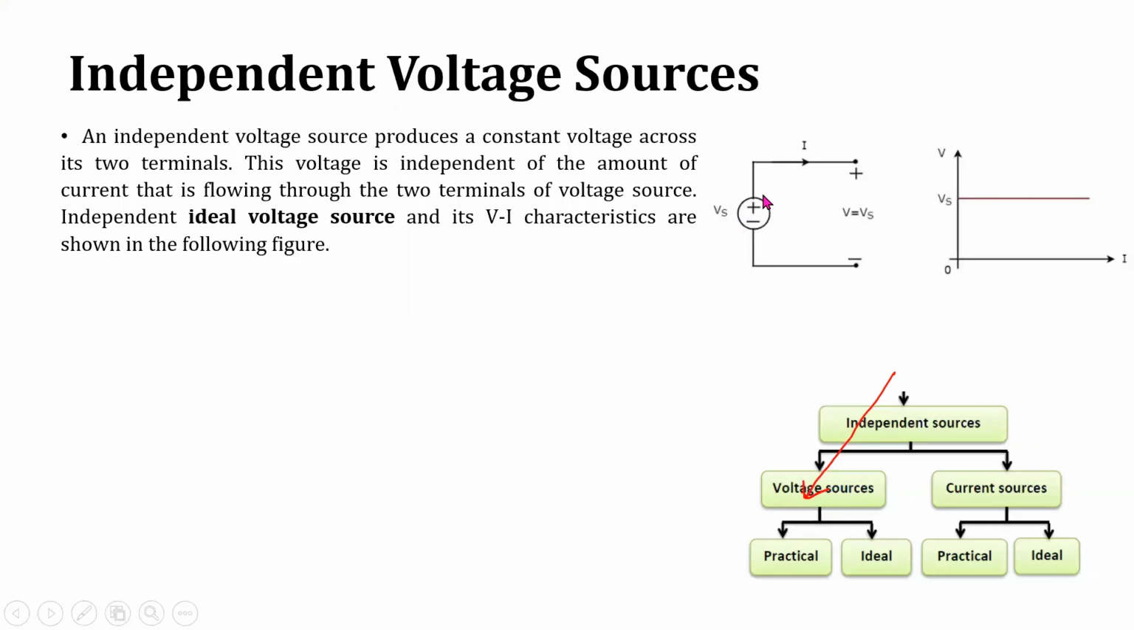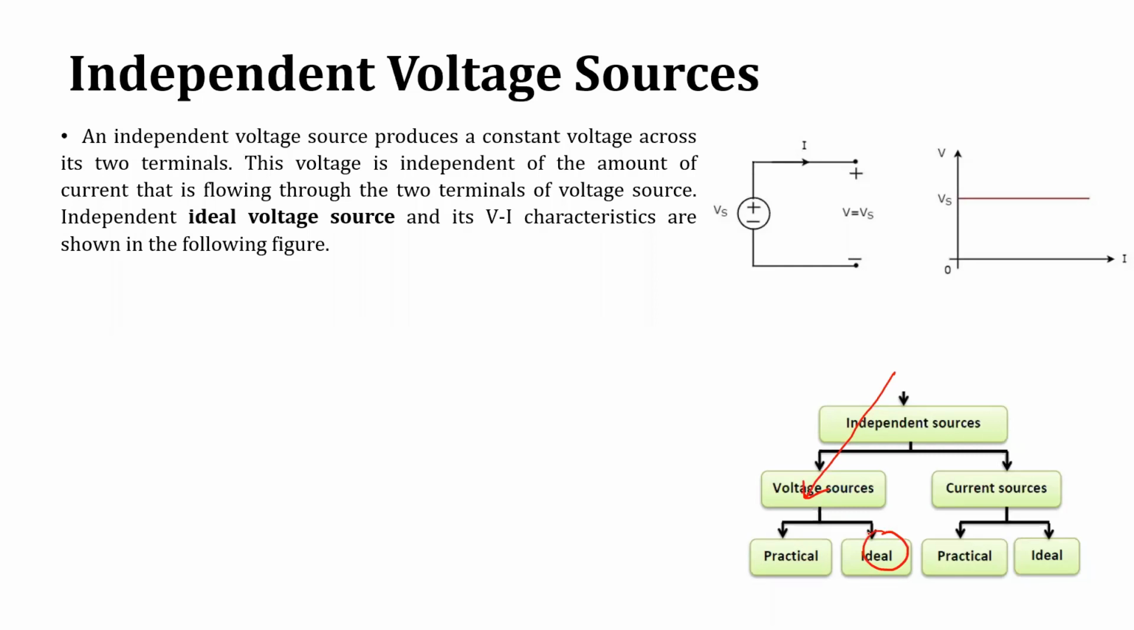We know that the circle indicates an independent source, and plus and minus indicate the voltage source, and it indicates an ideal voltage source. The reason is there is no loss. The full amount of energy present in the source appears across the load. There is no heat dissipated or energy absorbed by the source. The full amount of voltage is produced across these two terminals. That's why it is called an ideal voltage source.